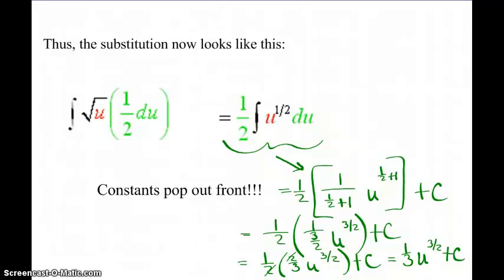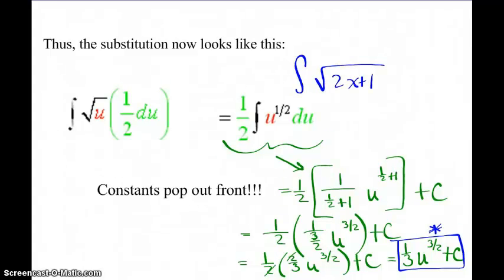But now I'm not done. Be very careful. My original integral said find the integral of the square root of 2x plus 1 with respect to x. I haven't done that. I have found it with respect to u. So my last and final step is to take u home. I'm going to back substitute what I chose as the function f of x for u.